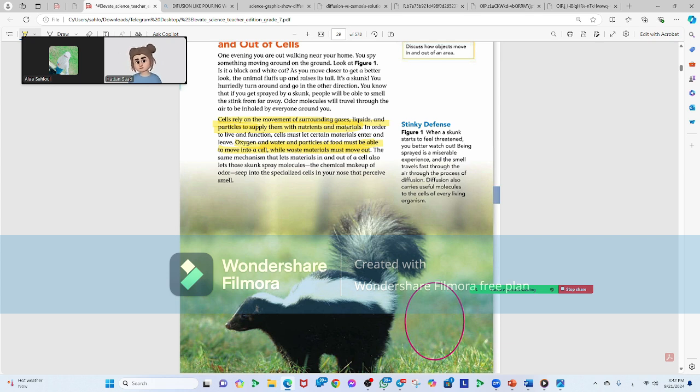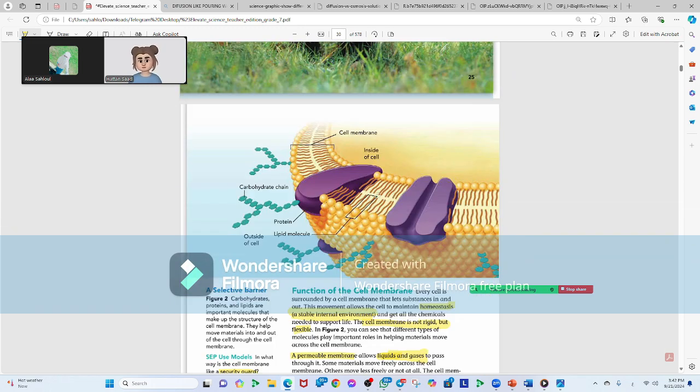So, for example, oxygen, water, and particles of food must be able to move into a cell, while waste materials must move out of the cell. Let's see how this movement happens.